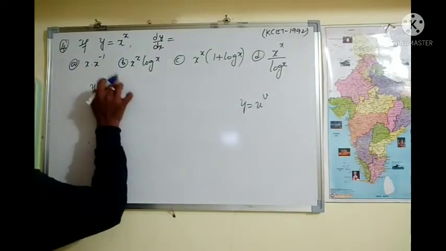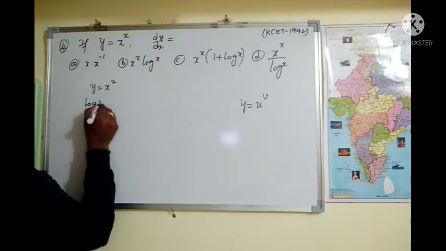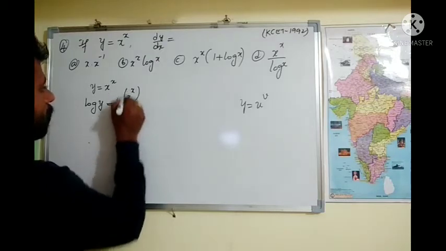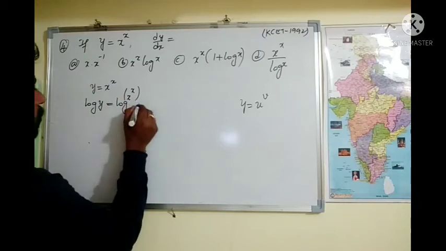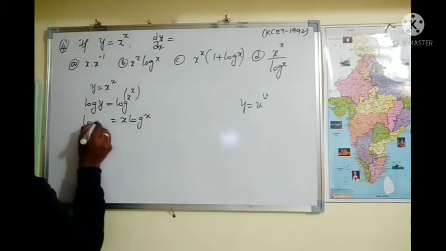y is equal to x to the power x. Now take log on both sides. Log y is equal to log of x to the power x. See here, a to the power b form becomes b into log a, so this can be written as x into log x is equal to log y.